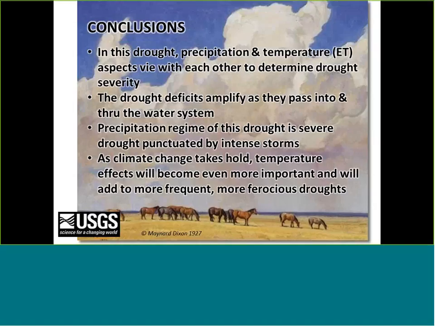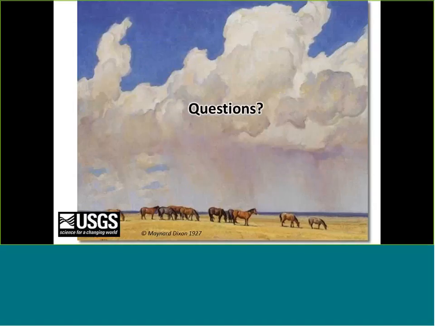And I would say that as climate change takes hold, these temperature effects will become even more important. For me, the rapidity with which certain areas flipped over from what I would now consider a precipitation drought to an evaporative drought suggests that that isn't something that's way off in the future. In this drought, we see it happen. We can do that almost any time now, and it's only going to get worse as we move into the future. So finally, yes?